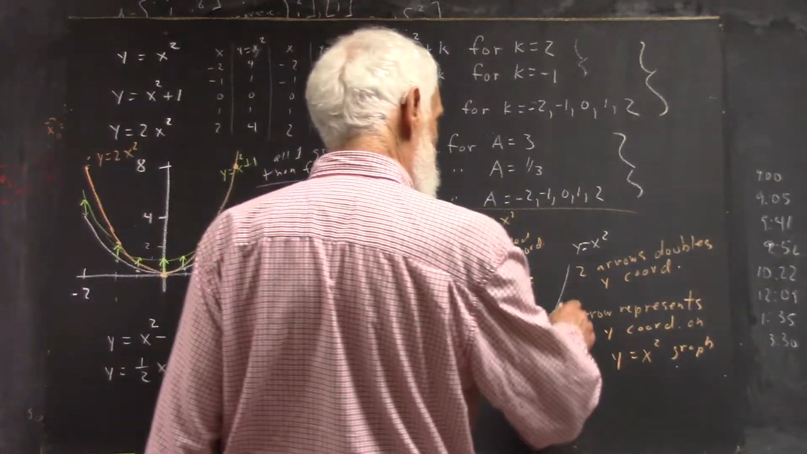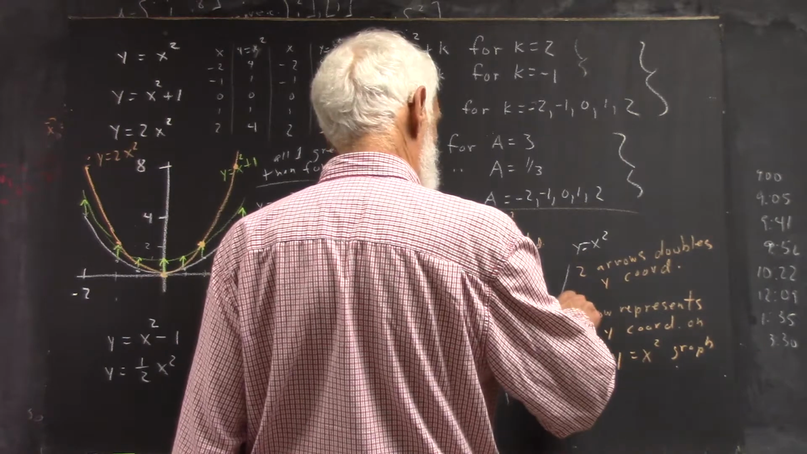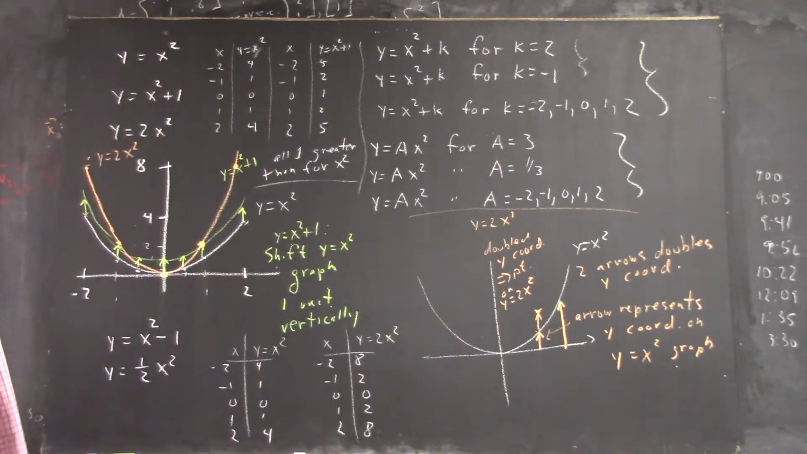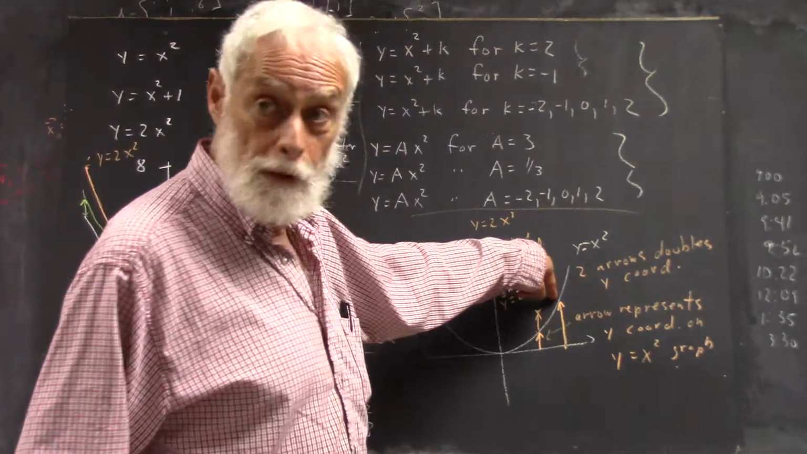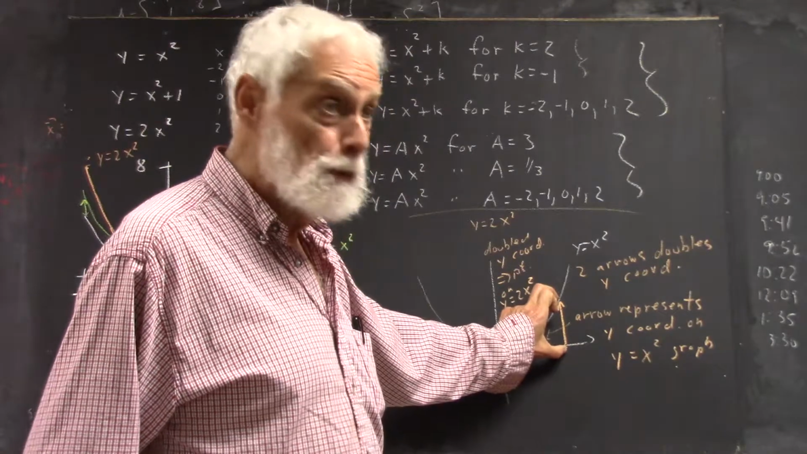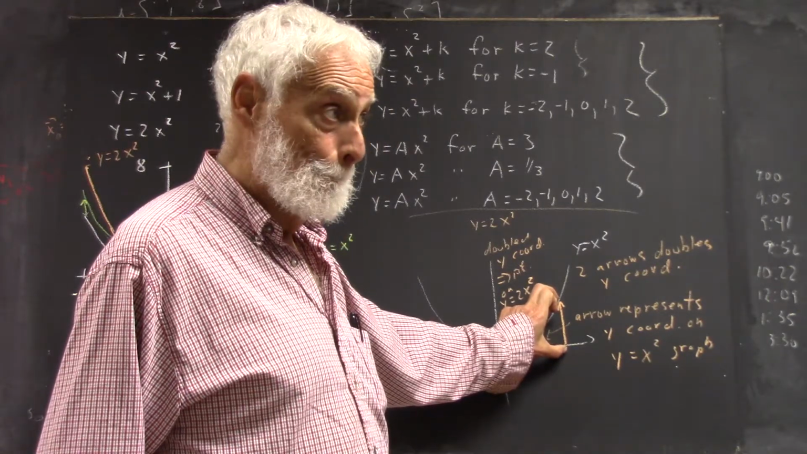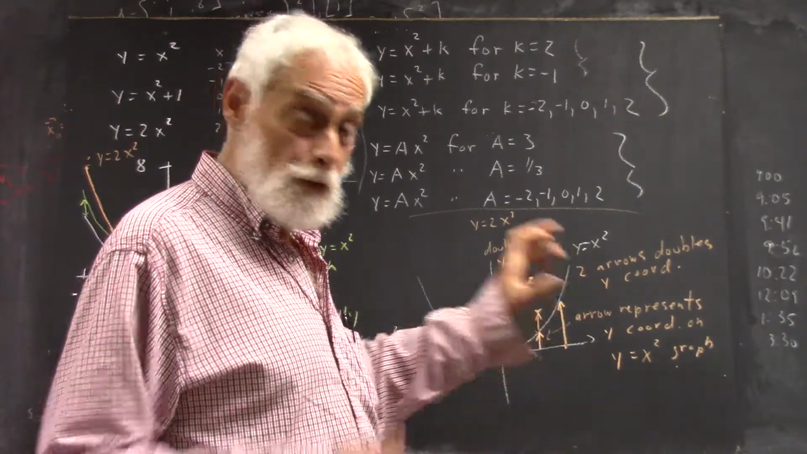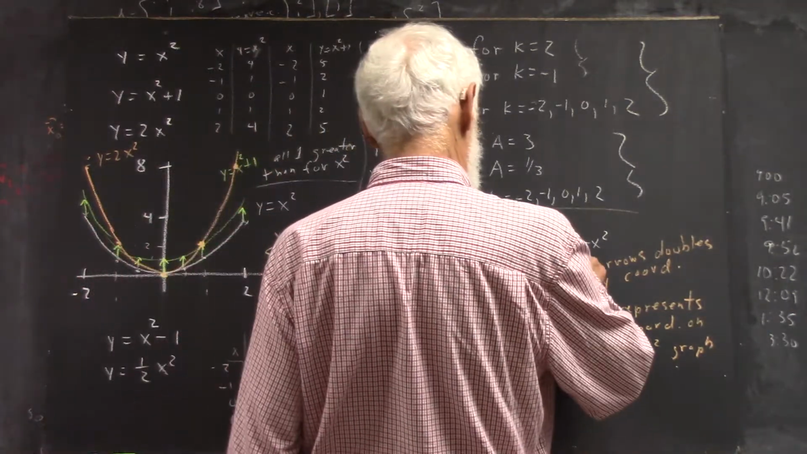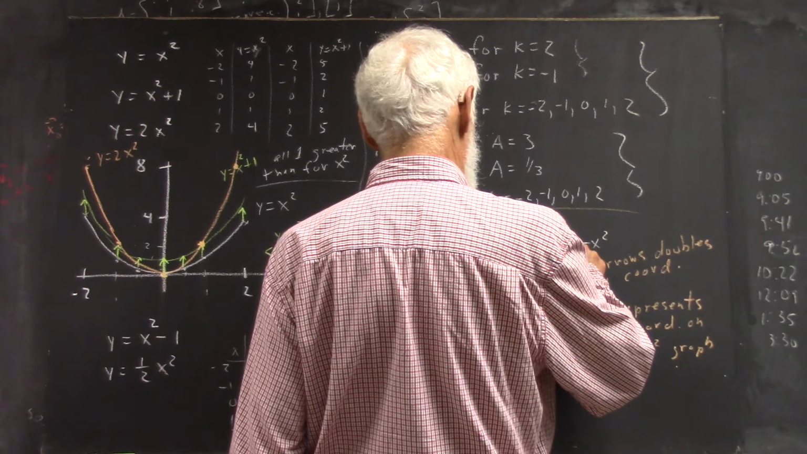Then we got this point here, so we draw an arrow that represents the y value of the x squared graph, right? Whatever this x is, this arrow represents x squared, right? So if you don't understand that, look back at this video and make sure that you really work on it and try to comprehend it.